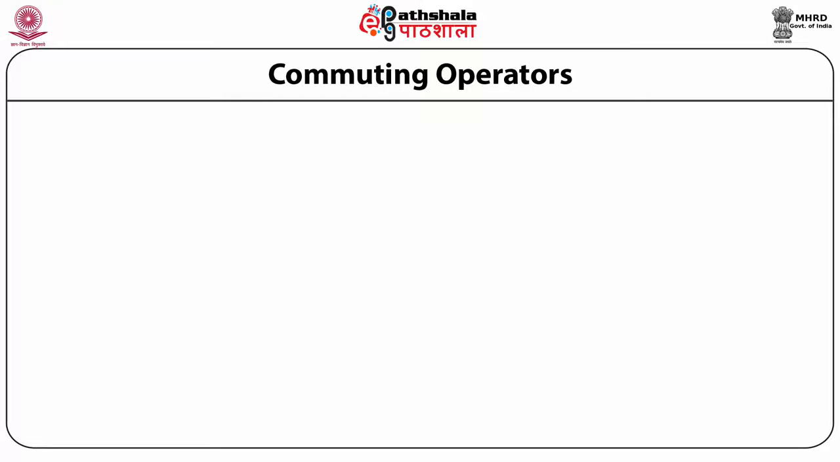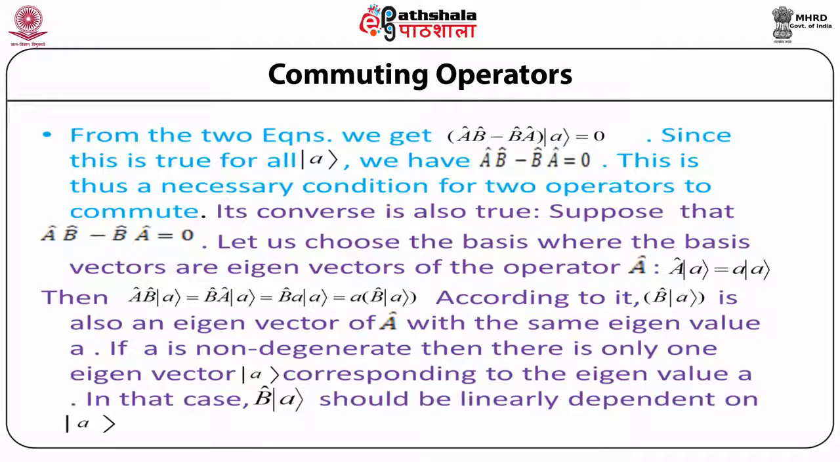Commuting operators. From the two equations that we have discussed above, we can get AB minus BA, within brackets, acting on ket |a> is equal to 0. Now, since this result is true for all kets |a>, we have AB minus BA is equal to 0 in order to have a non-trivial solution. This condition is actually a necessary condition for the two operators to commute, and its converse is also true.